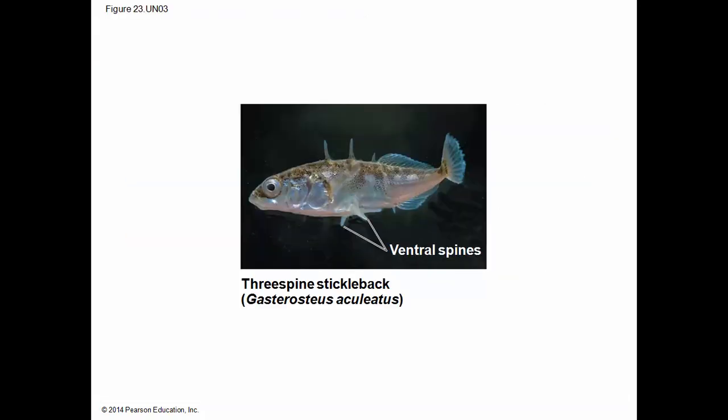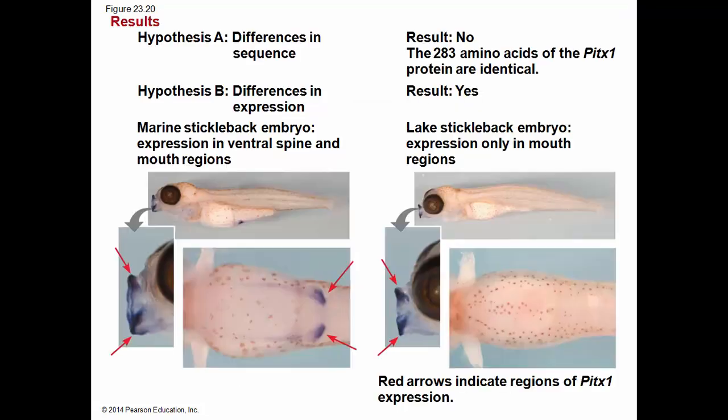Okay, here's the three-spined stickleback. It's got its little spines sticking out there on the ventral surface, ventral spines. This is the oceanic version, the marine version, and the lake version lacks those.